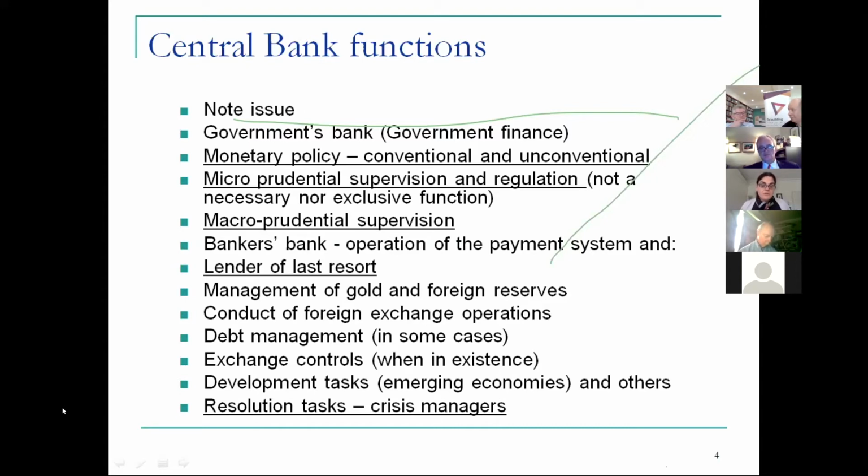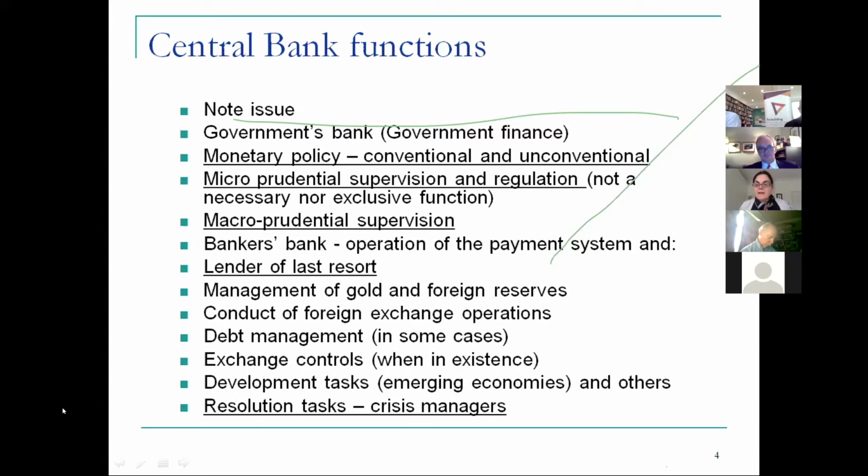And then management of gold and foreign reserves. These are functions that central banks may or may not do. Conduct of foreign exchange operations, debt management, exchange controls, development tasks. And the most novel function in some central banks is when central banks also have, like the Bank of England, a resolution task.